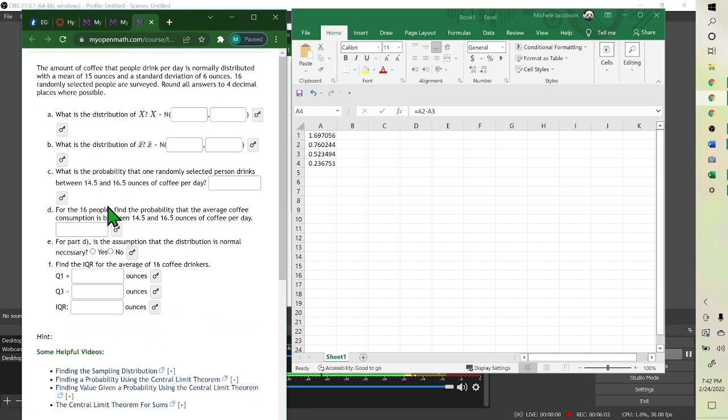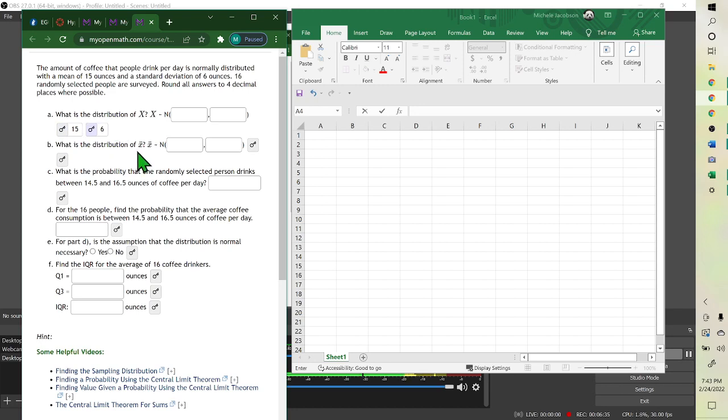Okay, so this one would be the same, but we'll go over it. Let me delete what we have. What is the distribution? Well, the capital X is for a single one, so it is the mean and standard deviation that is given, which was 15 and 6.